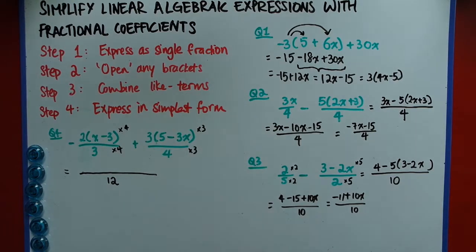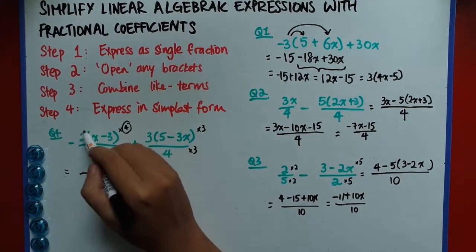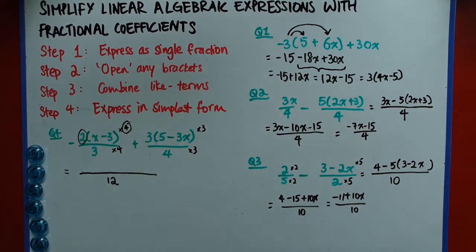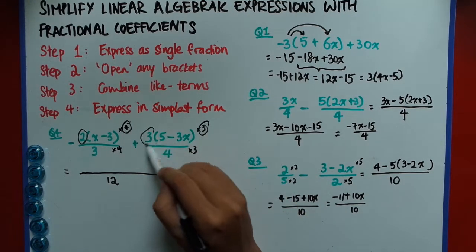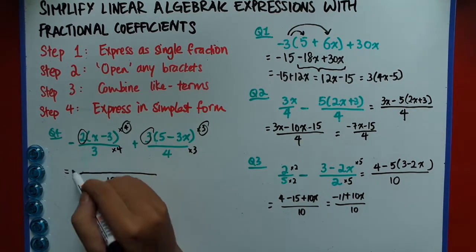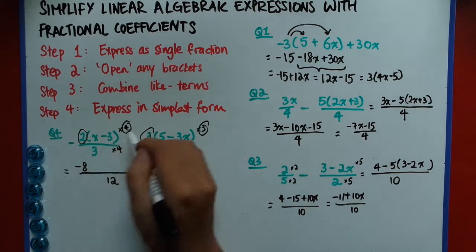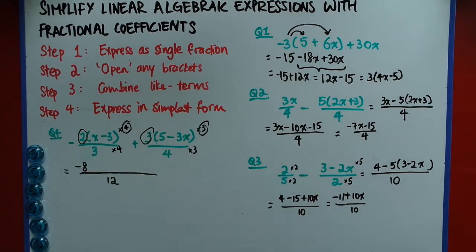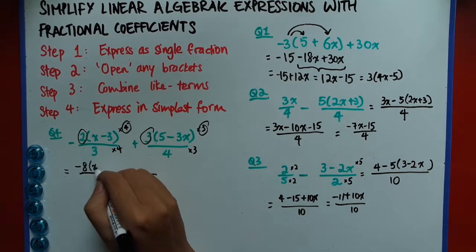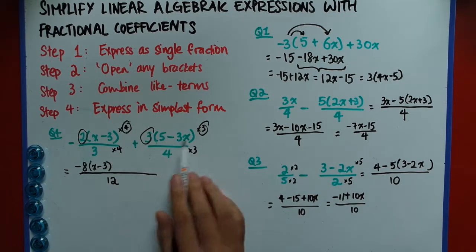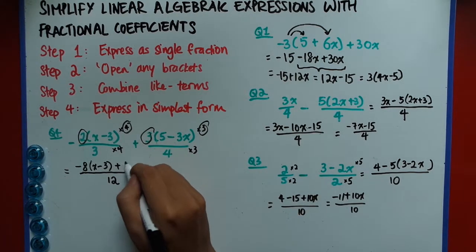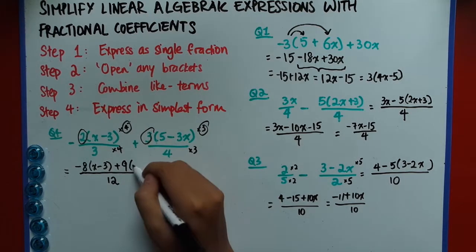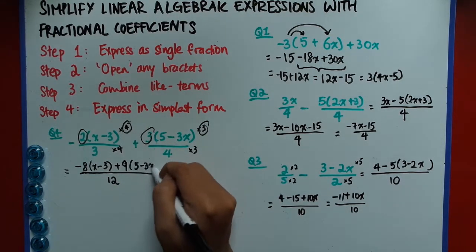What we usually do here is we multiply this number to the number that's on the outside, if any, and multiply this number to this number on the outside. So for the one on the left, minus 8. 2 times 4 is 8, and there's a negative sign, don't forget that. Then we write x minus 3, plus 3 times 3 is 9, and I get 5 minus 3x.